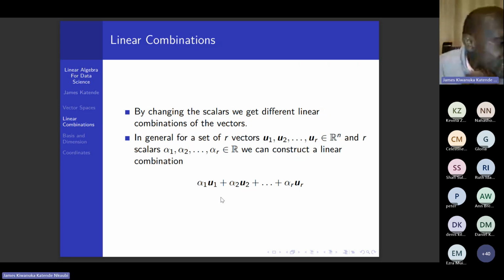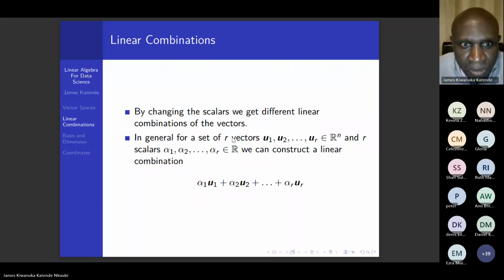All these things we are defining, you need to have them at your fingertips, because at some point we shall refer to them rather casually, and you need to understand what they are, all these terms, linear combinations and other terms that we shall introduce as we go along. So this is a general form for a linear combination of vectors in Rn.